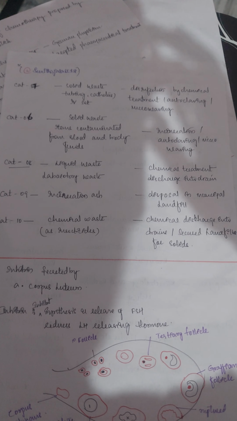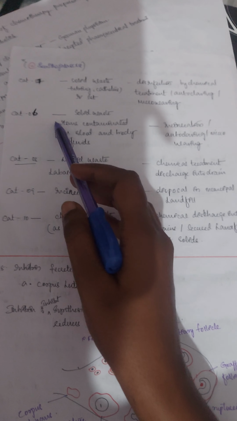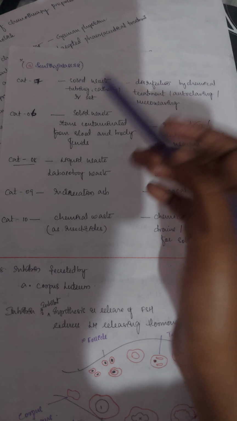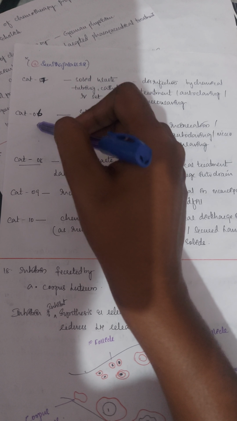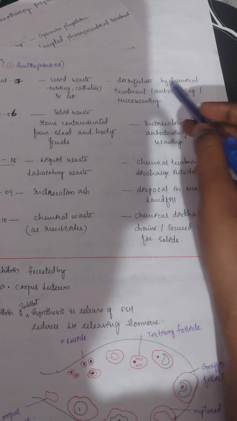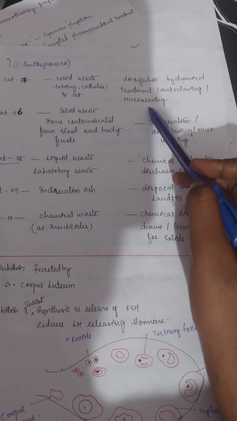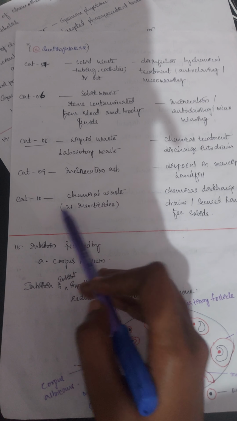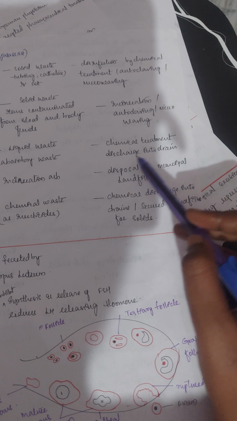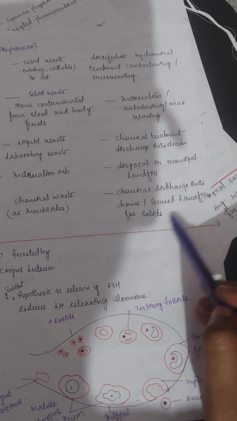Next you can see category 7, solid waste such as tubing, catheters and IV sets, and category 6, items contaminated with blood and body fluids. The disposal methods for categories 6 and 7 are disinfection by chemical treatment, autoclaving or microwaving, and incineration. Next, category 8 liquid waste, category 9 incineration ash, and category 10 chemical waste: chemical treatment and discharge into drains, or secure landfill for the solids.